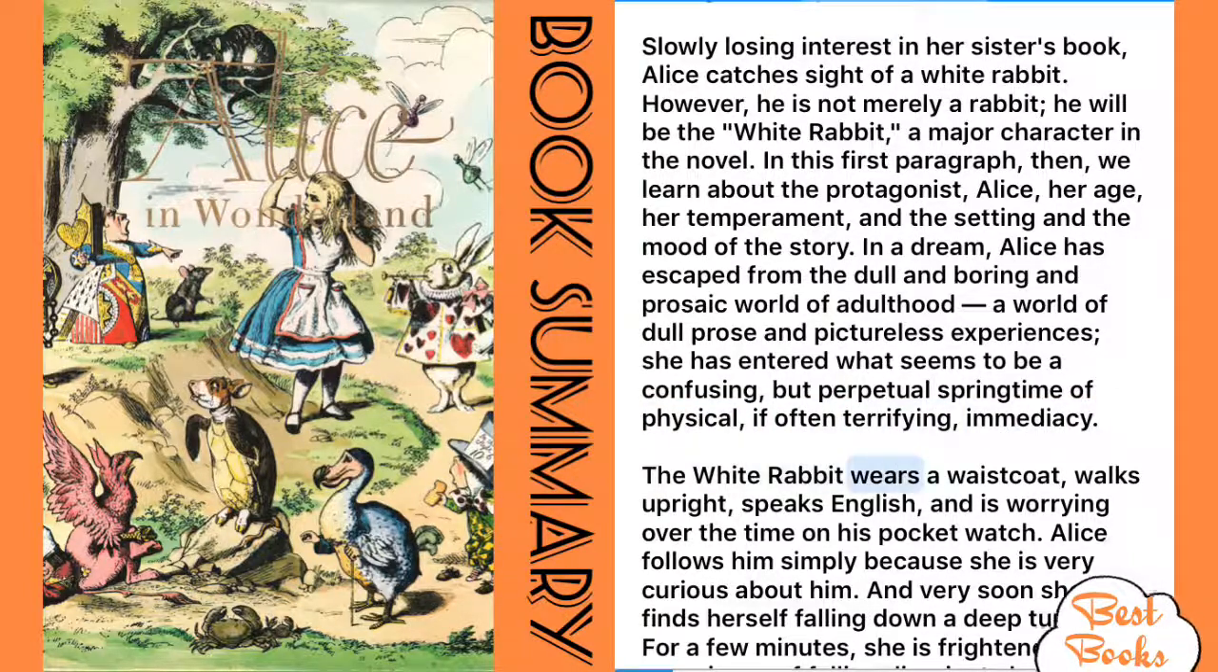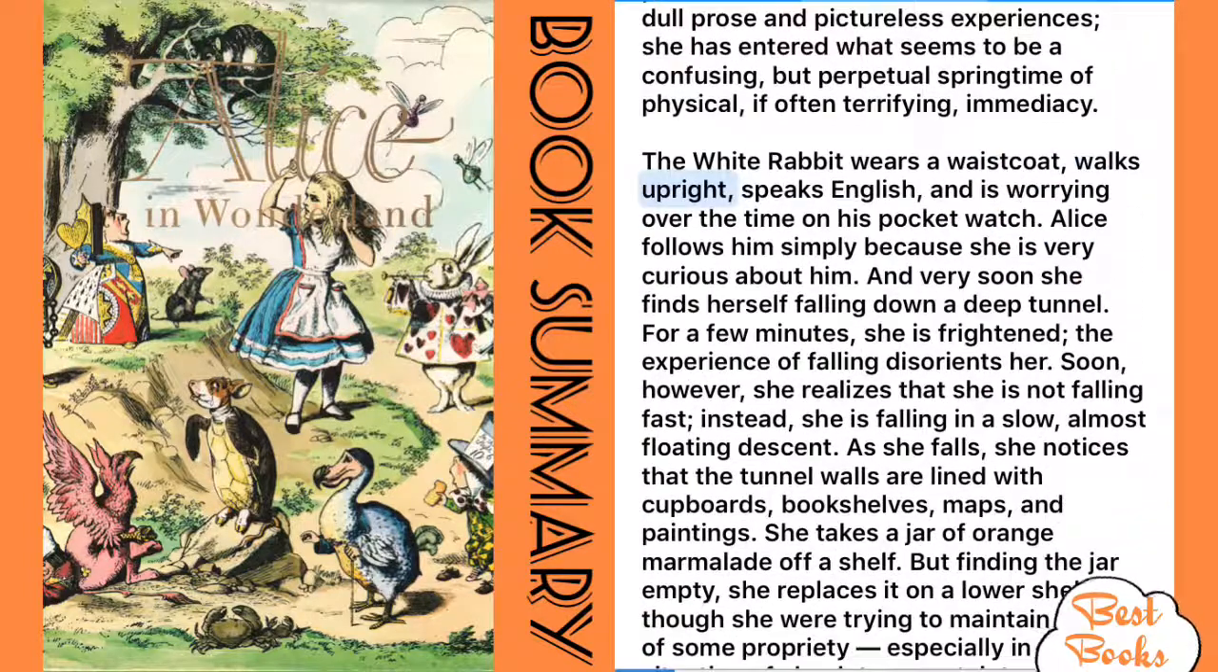The White Rabbit wears a waistcoat, walks upright, speaks English, and is worrying over the time on his pocket watch. Alice follows him simply because she is very curious about him, and very soon she finds herself falling down a deep tunnel. For a few minutes, she is frightened. The experience of falling disorients her. Soon, however, she realizes that she is not falling fast. Instead, she is falling in a slow, almost floating descent.